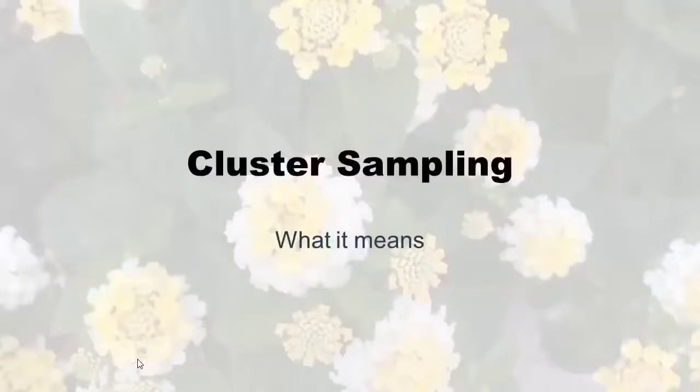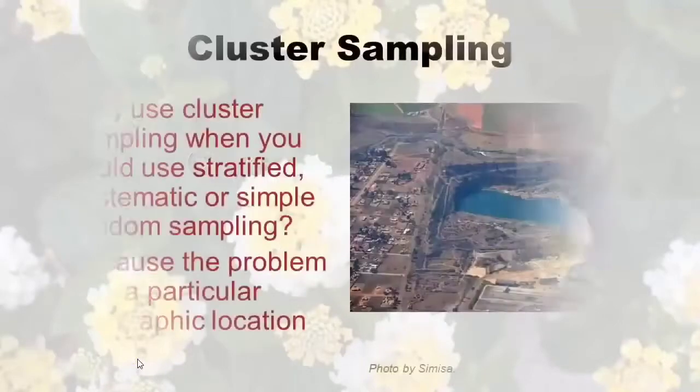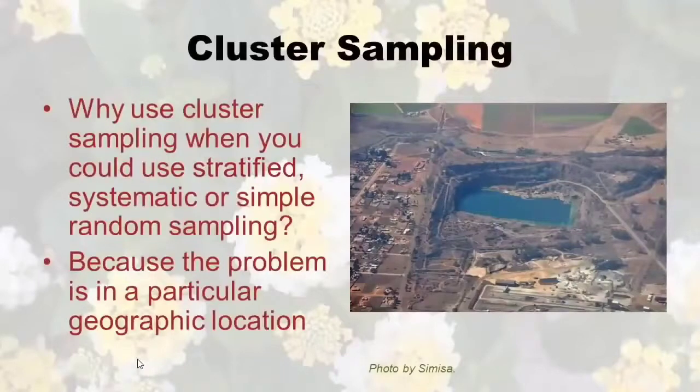Next, we're going to move on to cluster sampling. So what is up with cluster sampling? Why do we need even other kinds of sampling? I just went over so many kinds. I mean, you could use stratified, systematic, or simple random sampling. Why would you even need another kind? Well, cluster is very special. It's special because it's the kind of sampling you use when you think there's a problem at a particular geographic location. Typically, that's how cluster sampling is used. And I'll explain it further.